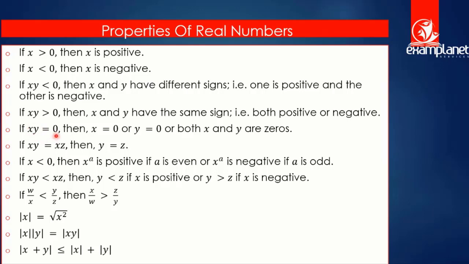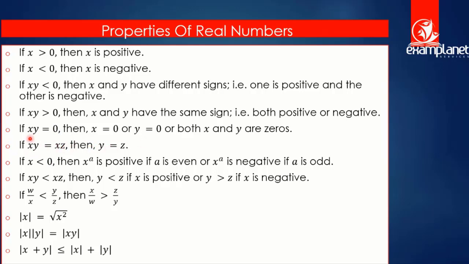So it's here means x is either 0, or maybe y is the one that is 0, or maybe two of them are even zeros. So it could be 0, 0. So that's what this statement is telling us. Once the product gives us 0, then at least one of the numbers is 0. Next one says if xy is equal to xz, then y is equal to z.